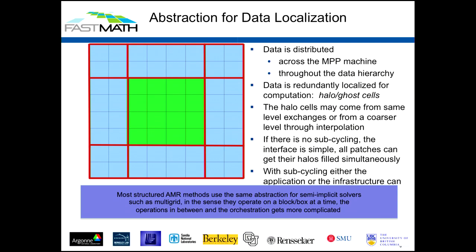Basic abstractions are data is distributed, so your data is distributed across an MPP machine. It's also distributed throughout the data hierarchy. When you want to actually do computing on a particular green patch, you fill in what your halo is going to look like, and your halo data can come from other processors, it can come from other threads, it can come from other boxes that are in your same address space but are possibly not within your same level of the memory hierarchy. And once it's been localized, then you compute on it.